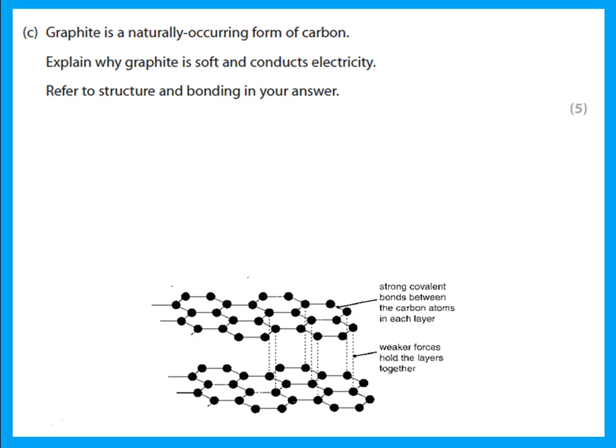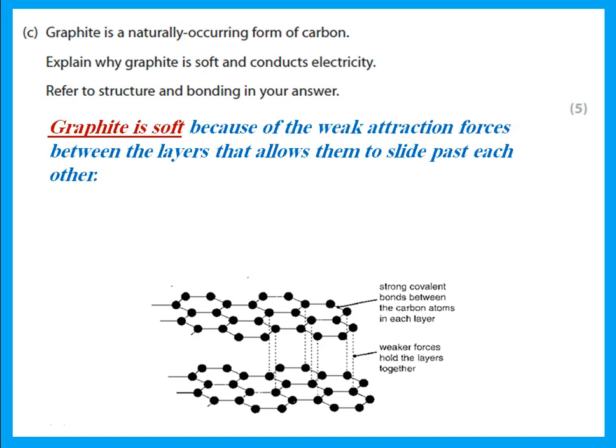Remember that if we say describe the structure of graphite, it is a giant three-dimensional structure in which each carbon atom is covalently bonded to 3 other carbon atoms in layers of 6-sided rings with weak attraction forces between the layers. So, explain why graphite is soft. We say it is soft because weak attraction forces between the layers allow them to slide past each other or slide over each other.